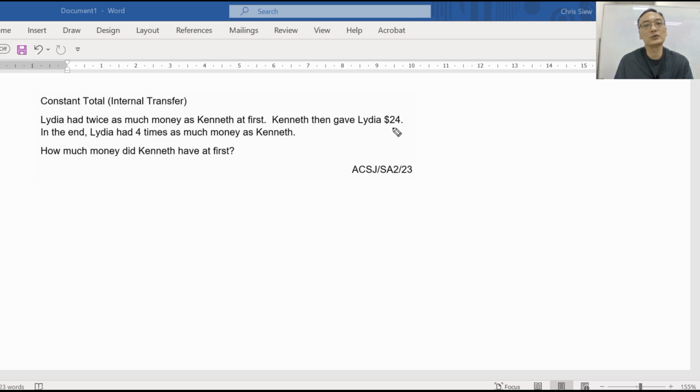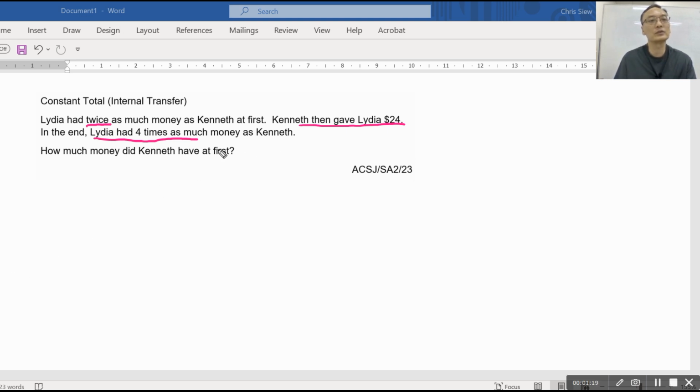Kenneth then gave Lydia $24. In the end, Lydia had 4 times as much money as Kenneth. How much money did Kenneth have at first? So let's underline some of the keywords in the question, and they will include, okay, we have a comparison between Lydia and Kenneth at first. Then Kenneth gave Lydia $24. In the end, Lydia has 4 times as much money as Kenneth. So how much money did Kenneth have at first?